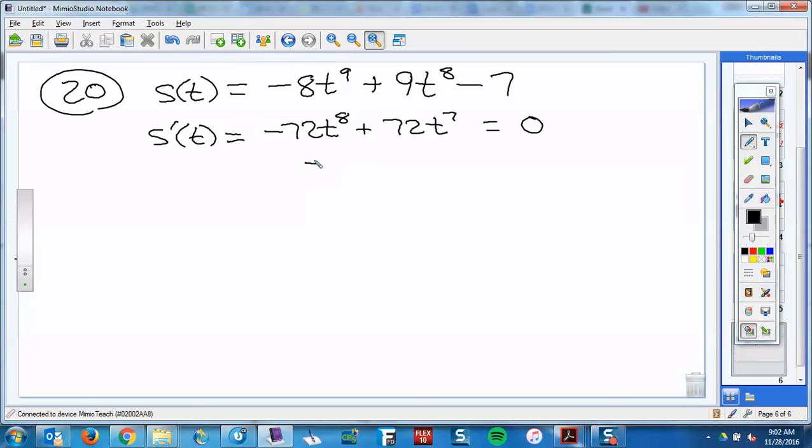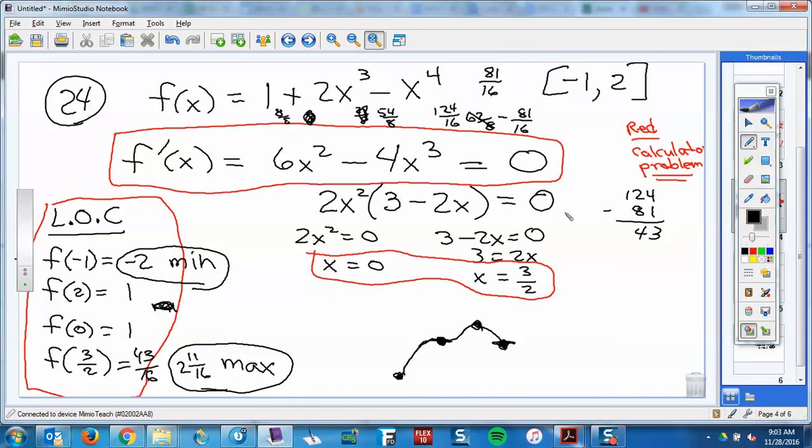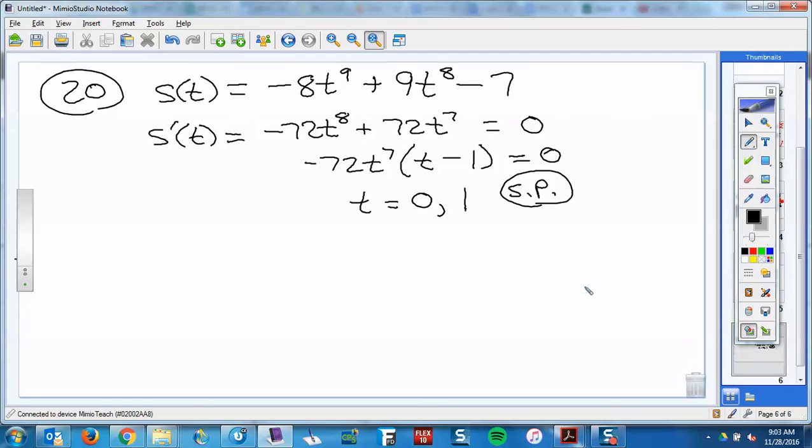A lot of times people take out a negative whenever the leading one is that. T to the 7th. And that would leave you with t minus 1. Would that be right? So when you solve that, either t equals 0 or t equals positive 1. Now I usually label those. I usually label those as my stationary points. I like to label those.